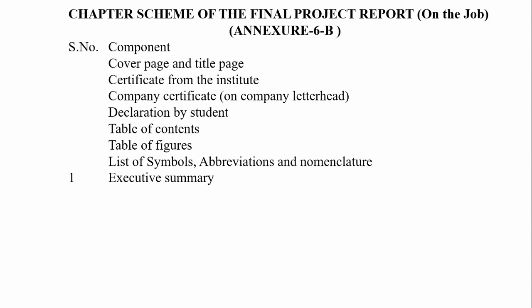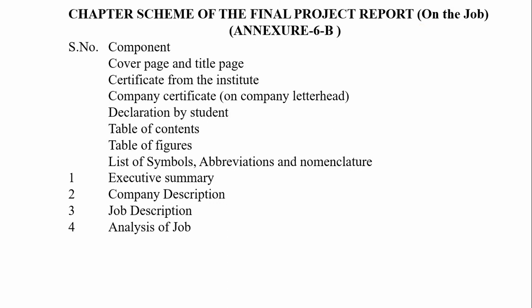We'll discuss the executive summary a little later, but generally, even in this one, you will start from point number 2, which is company description. So you will start your project report from company description. Then you will write the job description: what is the job assigned to you, what does it mean, what do you actually have to do, because remember the heading of this report is on the job project work. Then you will write an analysis of the job, what you have actually done, and then what the outcomes are, what you have learned out of this.